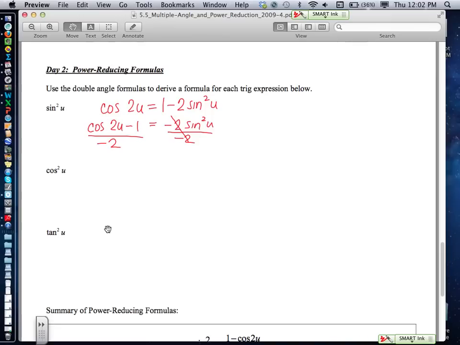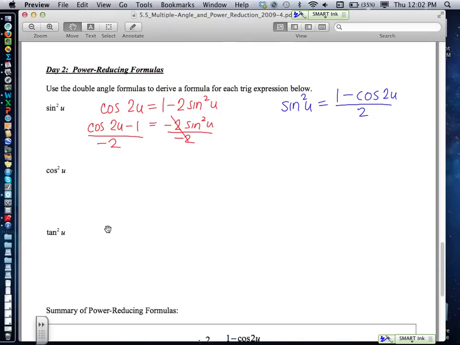And I'm going to do one last little thing. I'm going to multiply the numerator and denominator by negative 1, and then I'm going to write the formula over here to the side. I'm multiplying by negative 1 over negative 1 just because I want to make it a little simpler, more cleaner looking. So we'll make this 1 minus cosine 2u all over 2. That's sine squared.